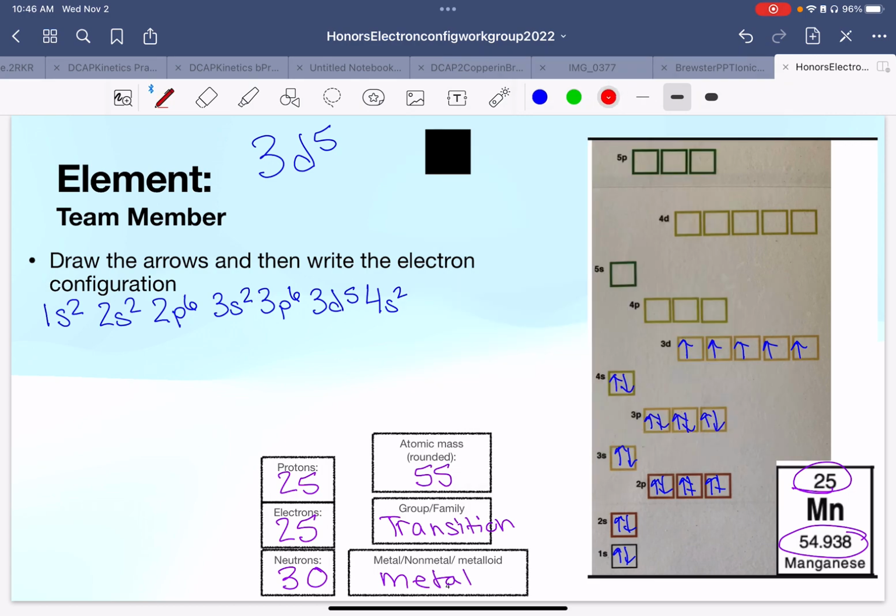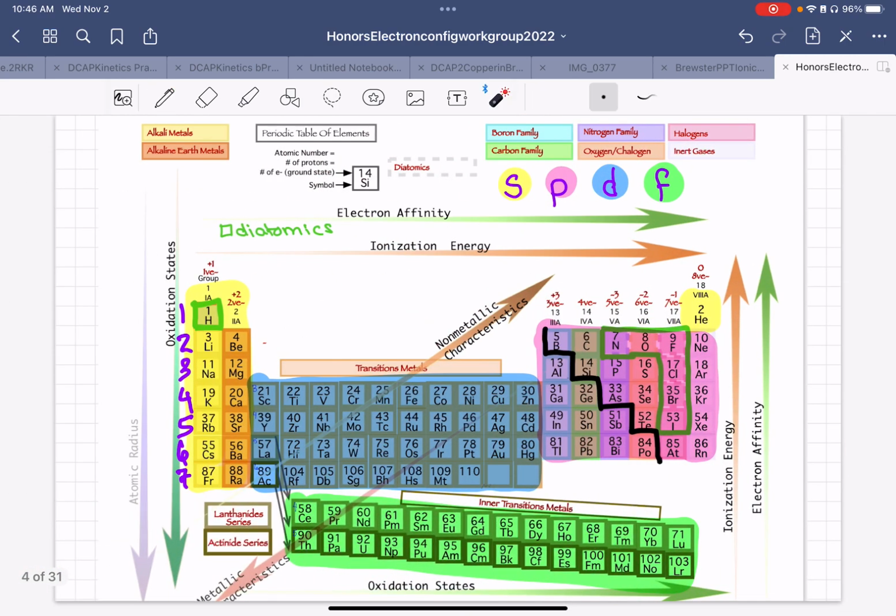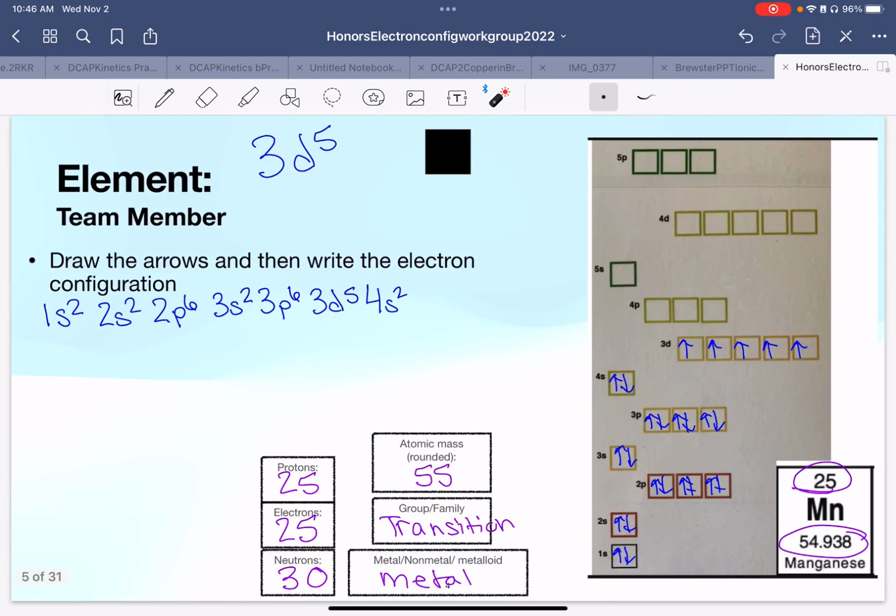So there's also a shorthand way of writing things. And the way this works is I look at what row I'm on, and I'm going to go up to the noble gas above it. So here I'm on row 4, and I'm going to go up to row 3. And row 3's noble gas is argon.